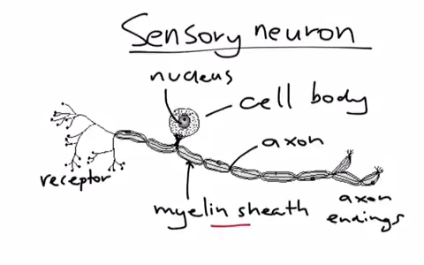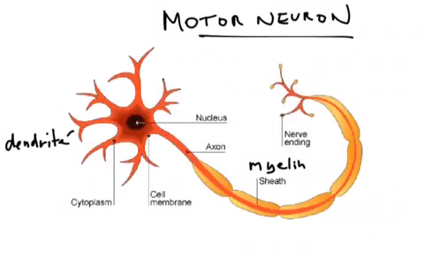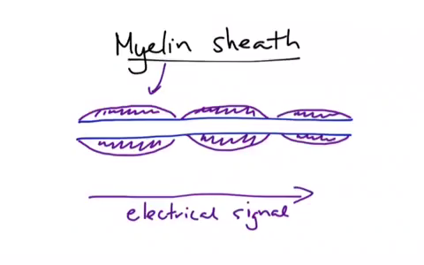So the sensory neuron carries information to the central nervous system. The motor neuron carries information from the central nervous system away to effectors, muscles and glands that are going to carry out some kind of response. Again, you've seen this already, except I've added in the myelin sheath and dendrites, which are the branching ends around the cell body of the motor neuron. So these ends here connect to other neurons. These are the dendrites.